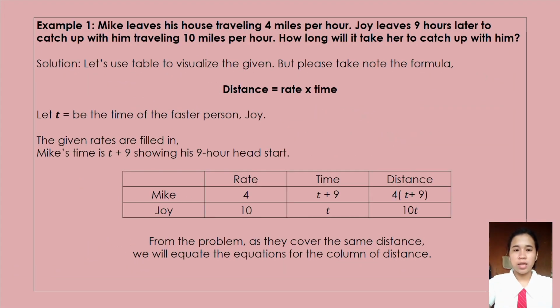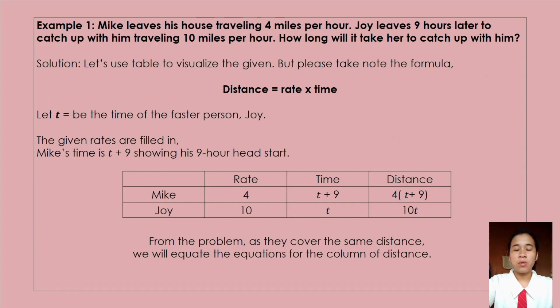Another example. This is different from the first three examples. Mike leaves his house traveling 4 miles per hour. Joy leaves 9 hours later to catch up with him, traveling 10 miles per hour. How long will it take her to catch up with him? Solution. Let's use a table to visualize the given, but please take note of the formula. The formula is distance equals rate times time.